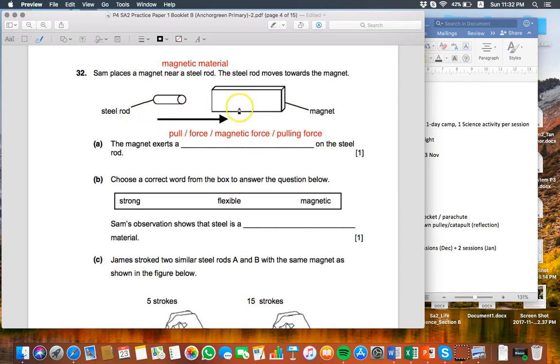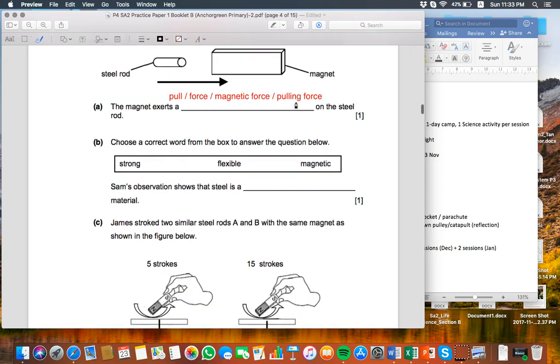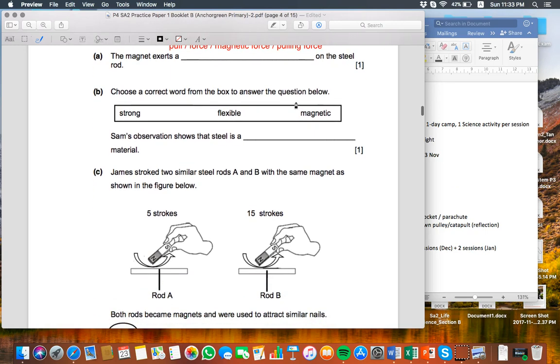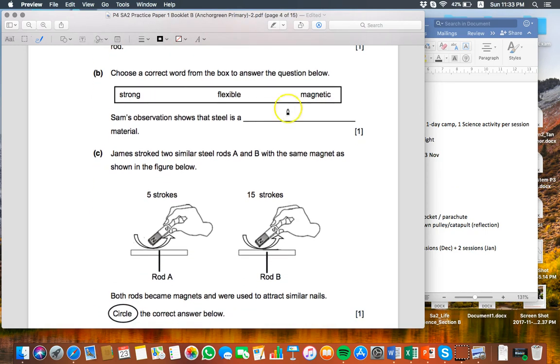So the steel rod moves towards the magnet. So the magnet is actually pulling the steel rod towards it. And pulling is actually a force. If you want to be specific, it is a magnetic force. Choose the correct word from the box to answer the questions below. Sam's observation shows that steel is a what material? If it's able to be attracted by the magnet, it has to be a magnetic material.